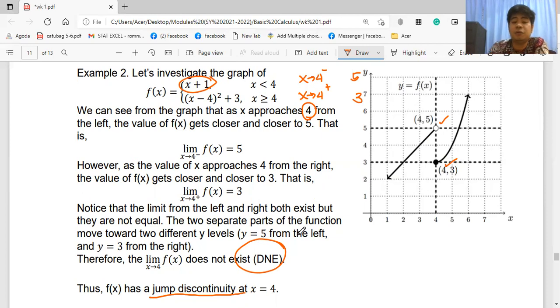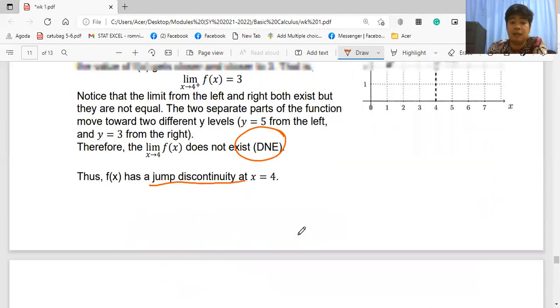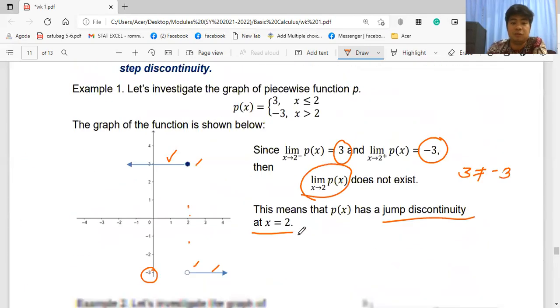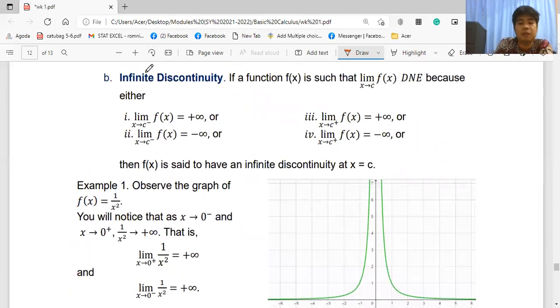So chinek lang natin kung nag-exist yung left at right at ang limit, two-sided limit ay hindi nag-exist. Okay? So that is for the jump discontinuity. For the infinite discontinuity, the term itself infinite, kailangan yung limit, two-sided limit ay hindi mag-exist. Tapos yung left or right ay laging may infinite limits. Okay? Doon nagpapakita ang tinatawag na infinite discontinuity.